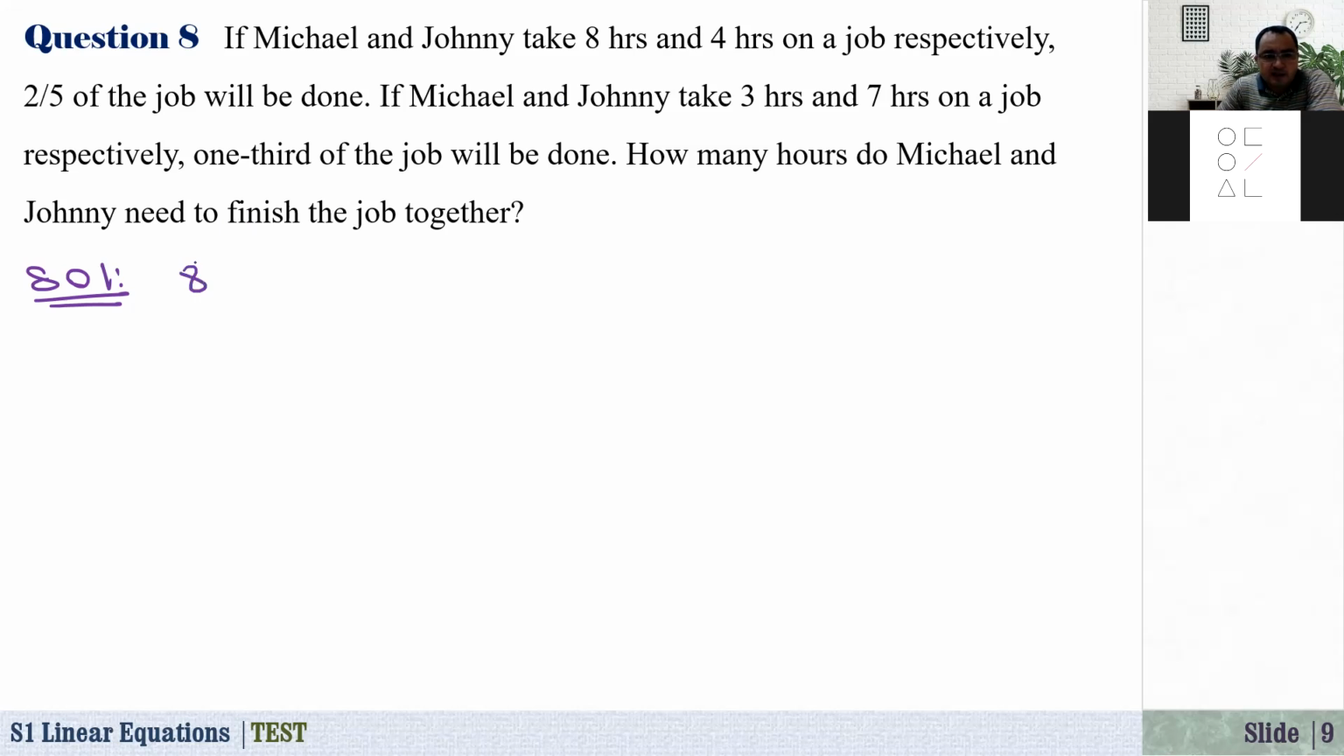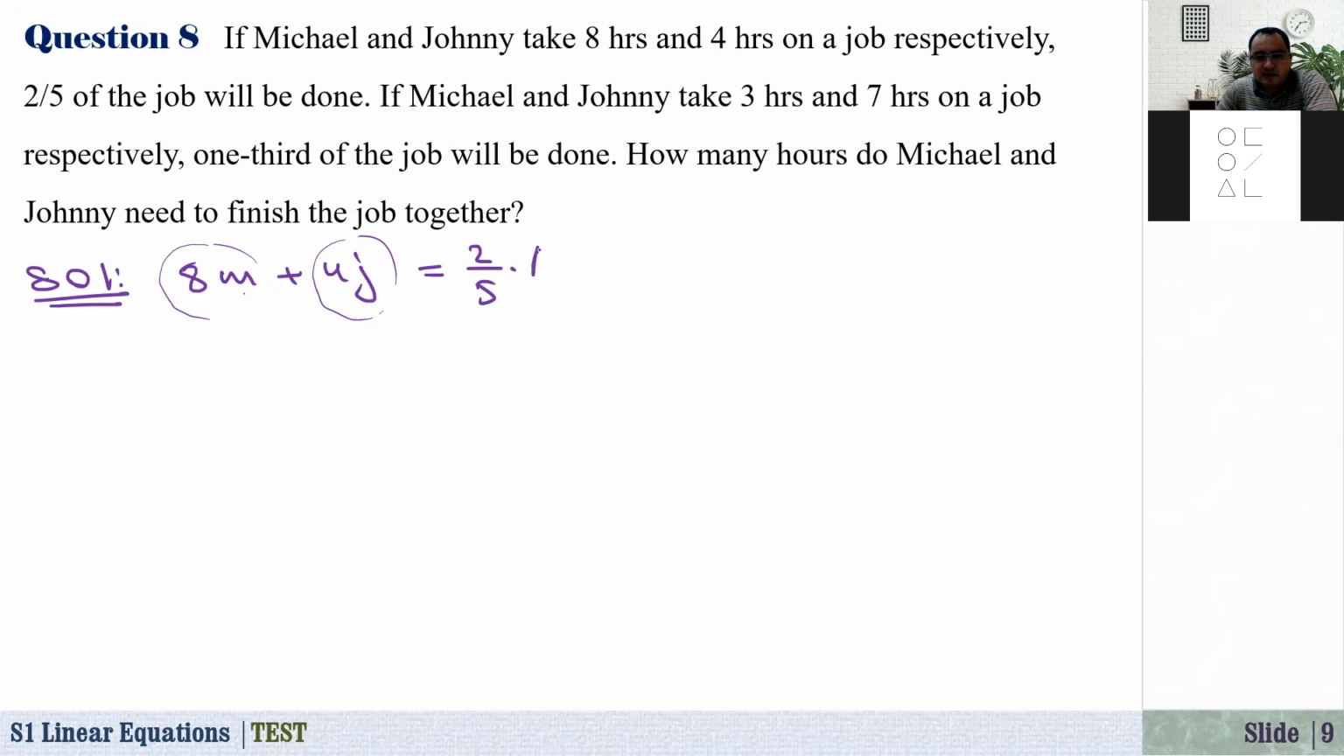Michael, that is 8M plus 4J. These are the rates. So working 8 hours at the rate of M, and the second guy is 4 hours at the rate of J. So they complete how much of the job? That is 2/5 of the job.